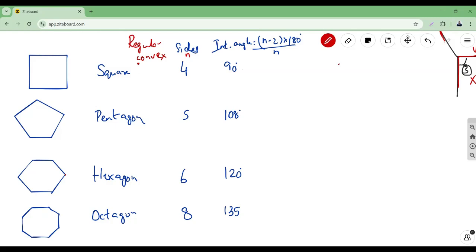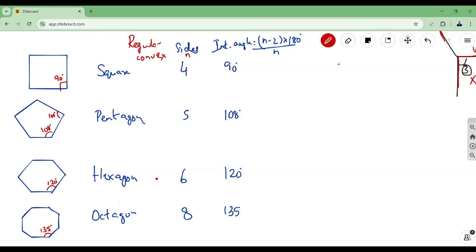Okay. Now you can pause the video and go ahead and use the formula to find the angles. That means to say this is 90 degrees. This is 108 degrees. Not only this, every angle inside here is 108 degrees. Okay. This is 120 degrees and this is 135 degrees. This is what I have already found.